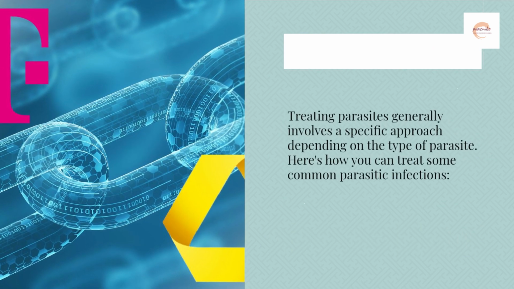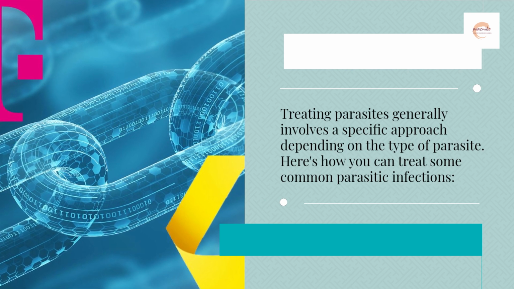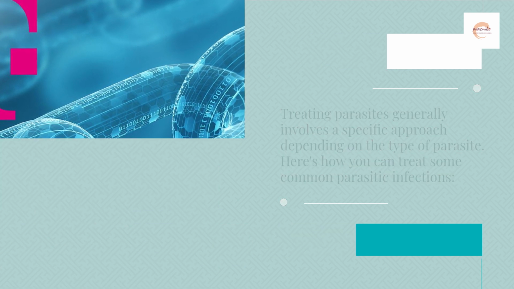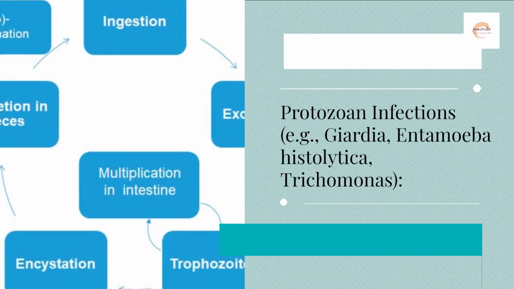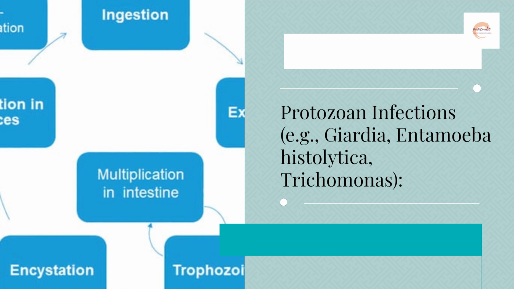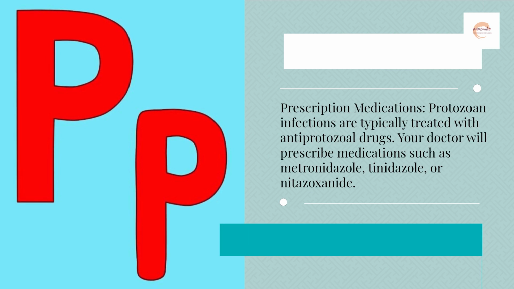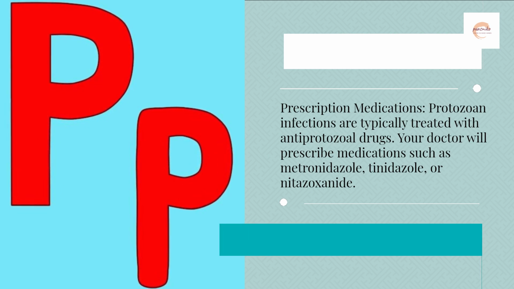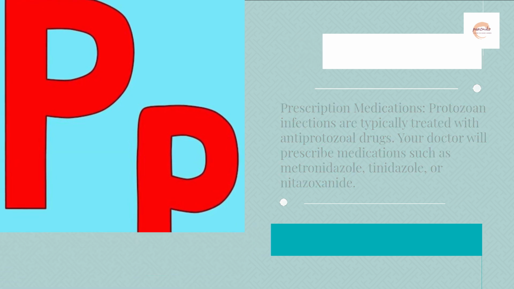Treating parasites generally involves a specific approach depending on the type of parasite. Here's how you can treat some common parasitic infections. Protozoan infections, e.g., Giardia, Entamoeba histolytica, trichomonas. Prescription medications. Protozoan infections are typically treated with antiprotozoal drugs. Your doctor will prescribe medications such as metronidazole, tinidazole, or nitazoxanide.